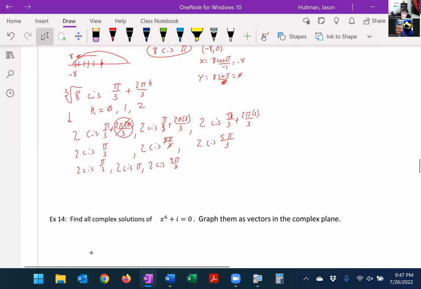Okay, so now what I need to do is change each of these into their rectangular components. Okay, so 2 CIS pi over 3. What is that going to be? Well, x is equal to 2 cosine pi over 3, and y is equal to 2 sine pi over 3. Cosine pi over 3, that's the x value, so that's 1/2. The sine pi over 3 is radical 3 over 2.